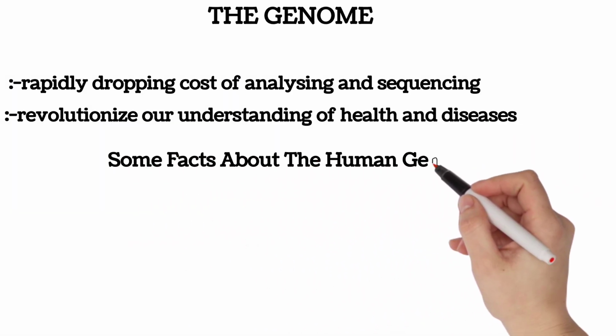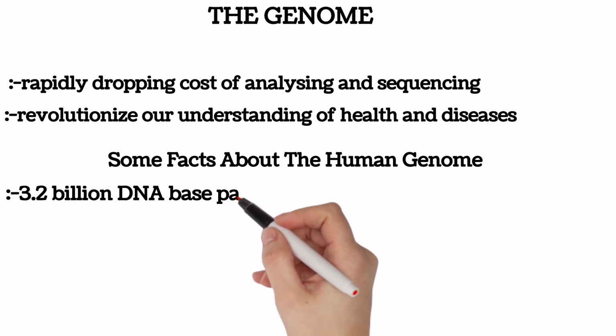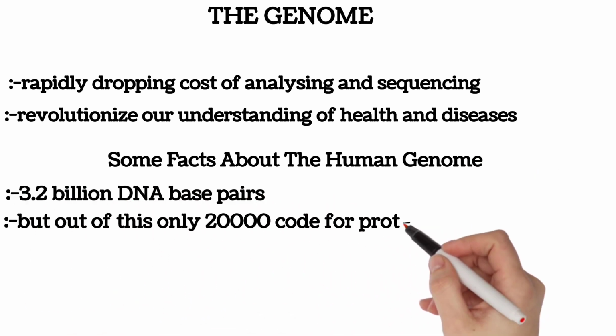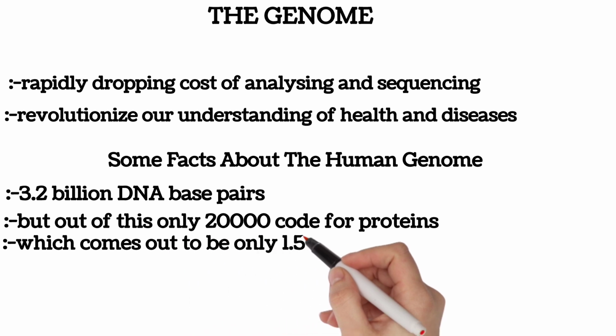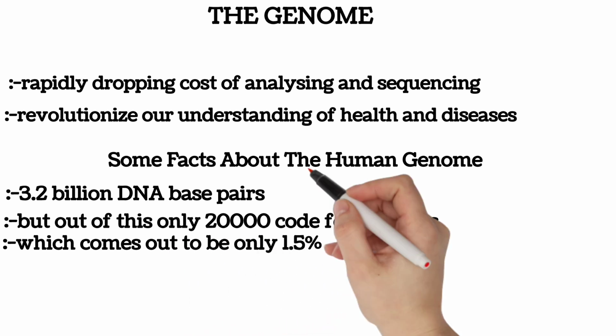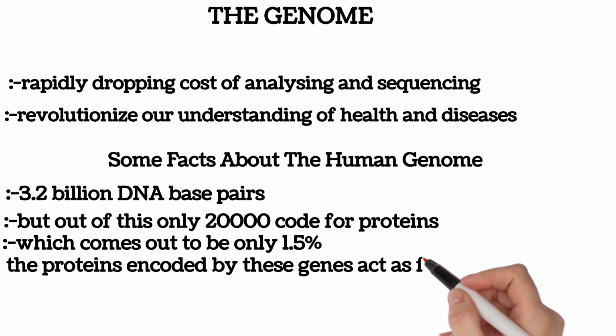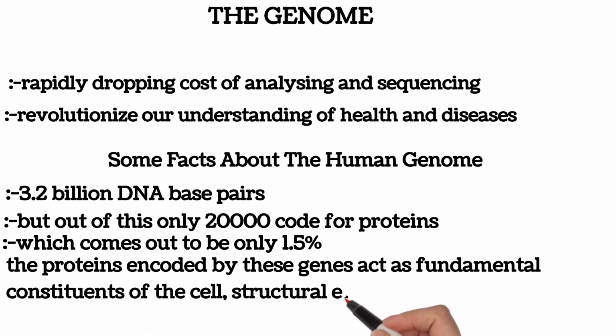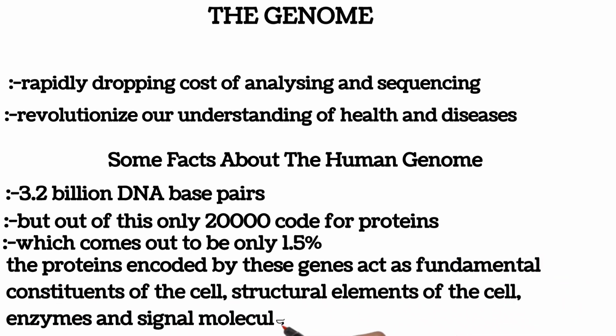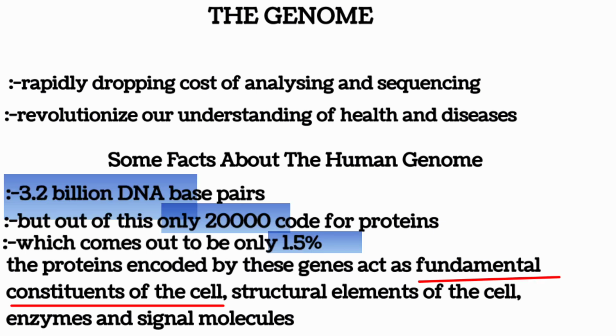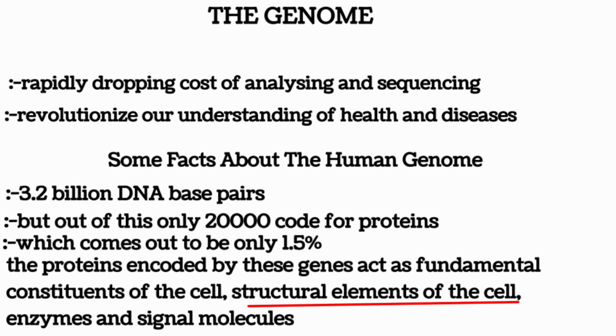Some facts about the human genome. It is 3.2 billion DNA base pairs in total, which is very huge. But only 20,000 genes code for proteins, which comes out to be only 1.5%. The proteins encoded by these genes act as fundamental constituents of the cell, as structural elements of the cell. They act as enzymes and some act as signal molecules.